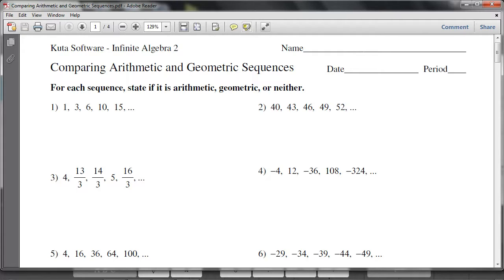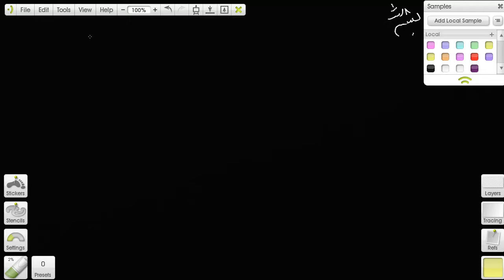Inshallah, today I'd like to give you some examples with arithmetic and geometric sequences. Here we have some instructions for each sequence. We are requested to state if it is arithmetic, geometric, or neither. So we're supposed to figure out, just given these, which one it is. So 1, 3, 6, 10, 15. Let me just write that down: 1, 3, 6, 10, and 15.